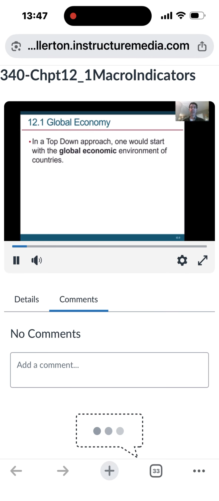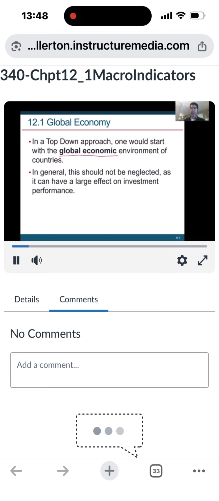Just a caveat before we jump into this. These days, the economy is very global, so it goes even outside of countries. In a top-down approach, one would likely start even with the global economic environment. In general, this shouldn't be neglected, as it could have a large effect on investment performance.